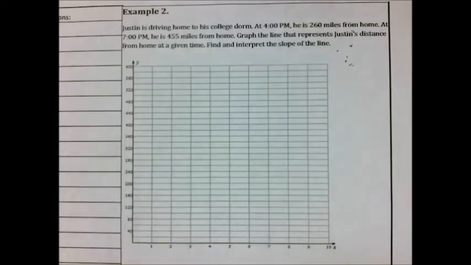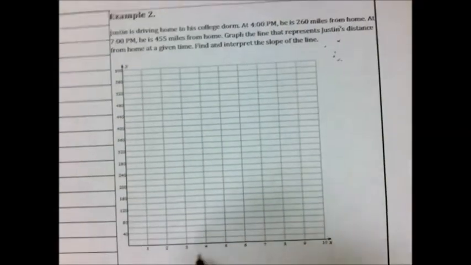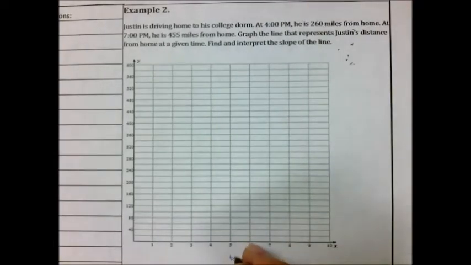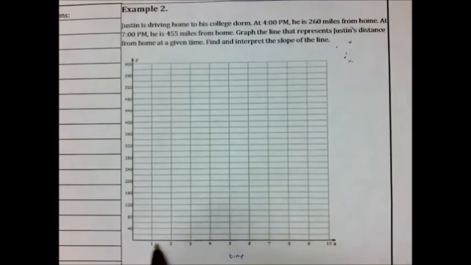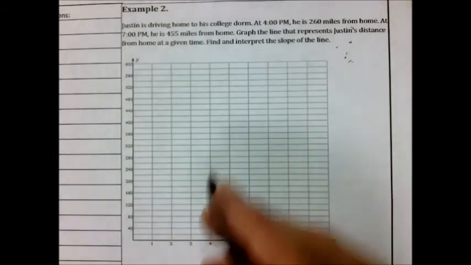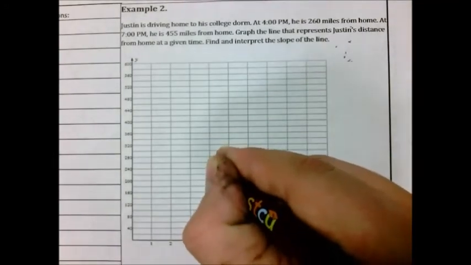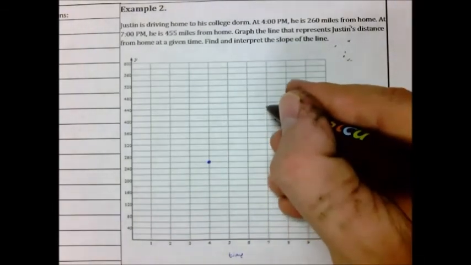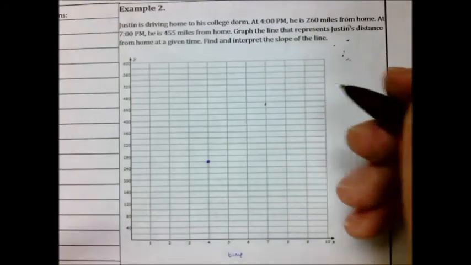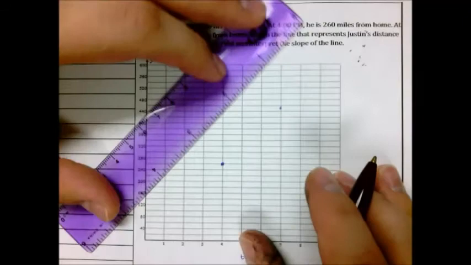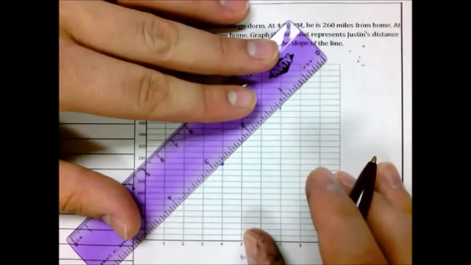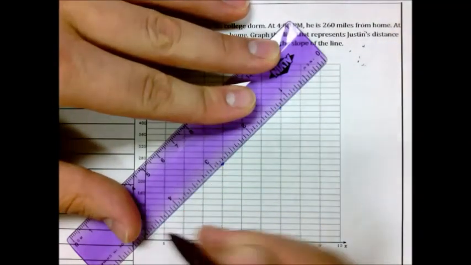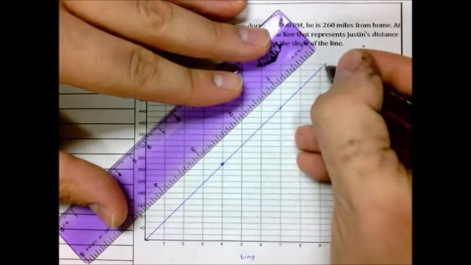Okay, so first let's go ahead and graph this. We're going to use this x-axis here as our time in hours, right? At 4 p.m., he is 260 miles from home. So we're going to go up to 260 at this point right here. And at 7 p.m., he is 455 miles. So that would be somewhere around right here, right? We're going to draw that line here on the graph. Sorry for the movement of the paper. And it should be something like this.